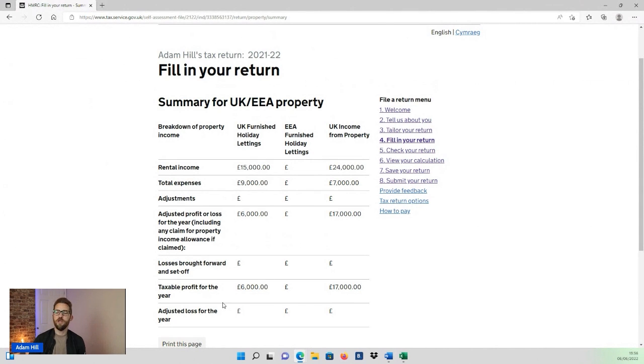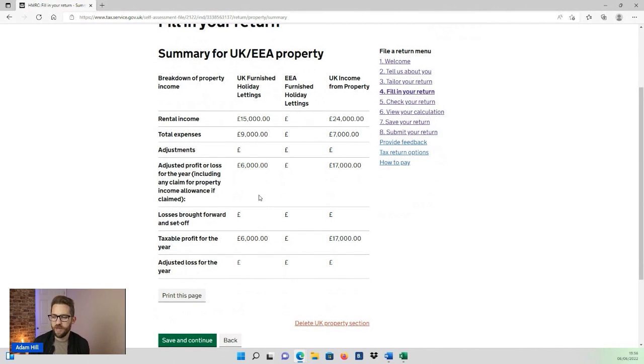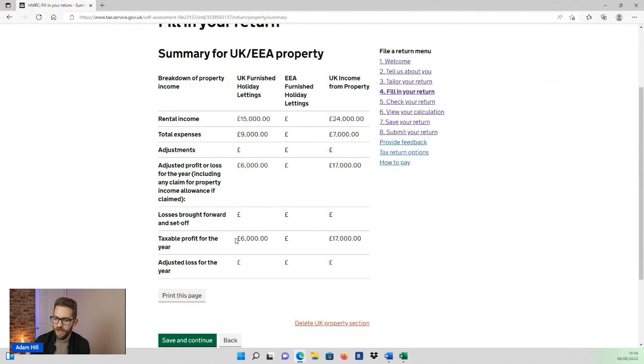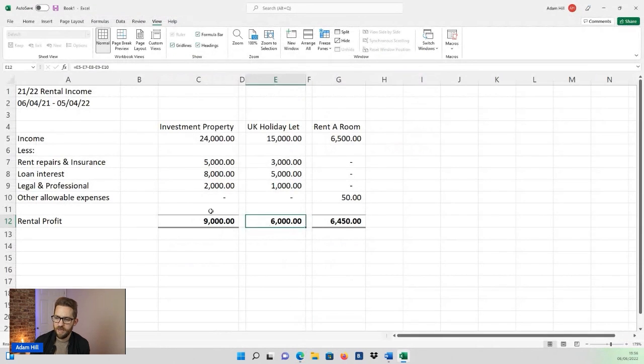And then we have a summary of our income from land and property. So this is not going to agree back to our schedule exactly. We'll just have a little look at it, but you can see UK furnished holiday lettings here. The income does agree back. So we had £6,000 of rental profit, and that agrees back here. Taxable profit for the year. UK income from property, that's our investment properties. Per HMRC, we have £17,000 here, but per my schedule, we have only 9,000. And the reason for the difference is that loan interest.